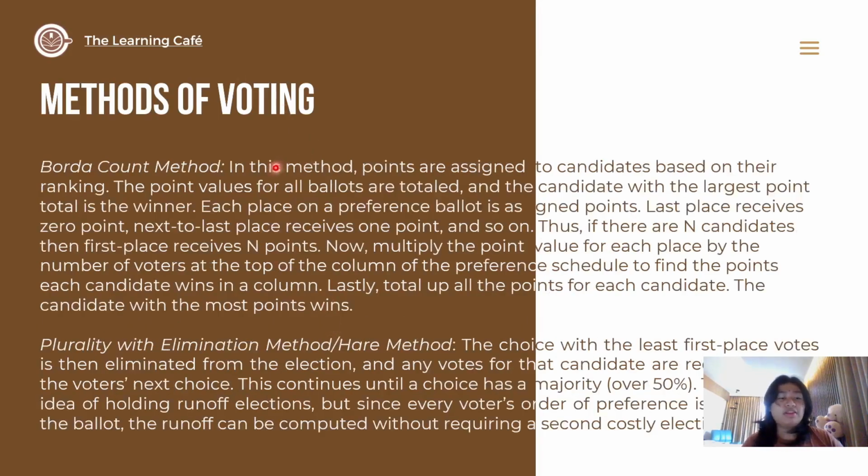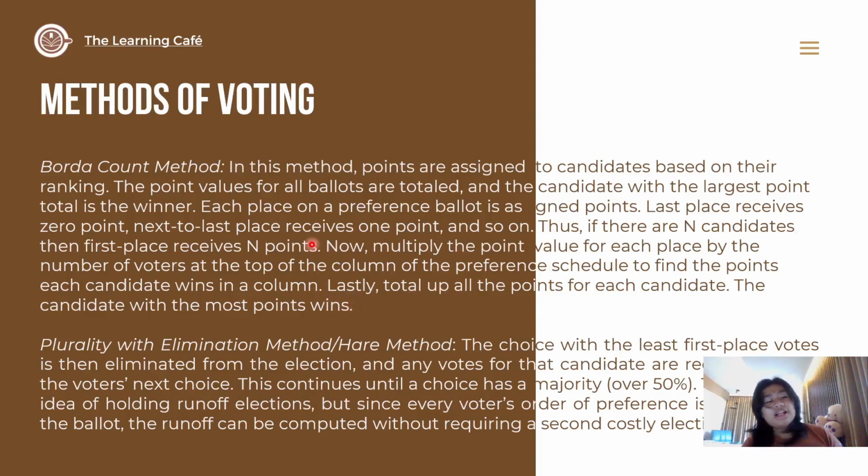Next, Borda count method. In this method, points are assigned to candidates based on their ranking. The point values for all ballots are totaled and the candidate with the largest point total is the winner. Each place on the preference ballot is assigned points. Last place receives 0 points, next to last place receives 1 point, and so on. Thus, if there are n candidates, then first place receives n points. Now, we multiply the point value for each place by the number of voters at the top of the column of the preference schedule to find the points each candidate wins in the column. Lastly, we total up all the points for each candidate, and the candidate with the most points wins.